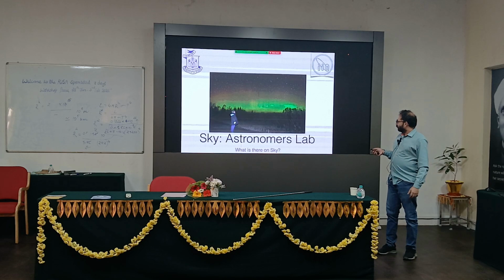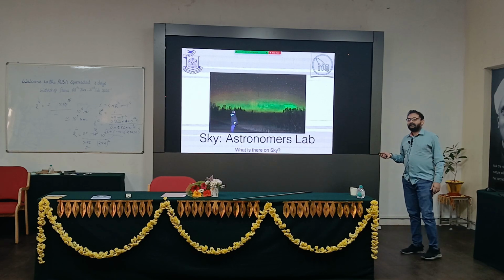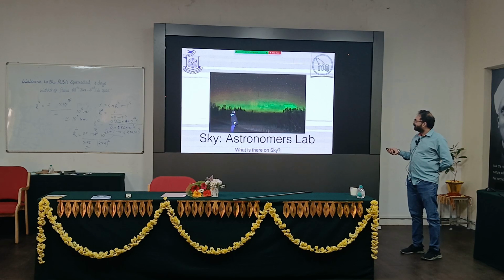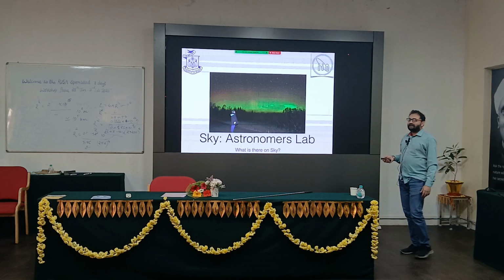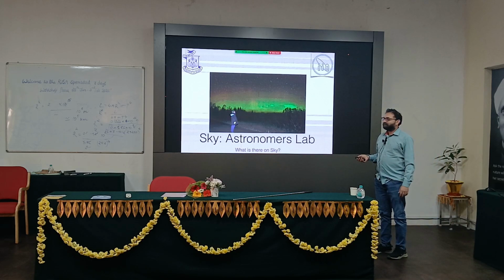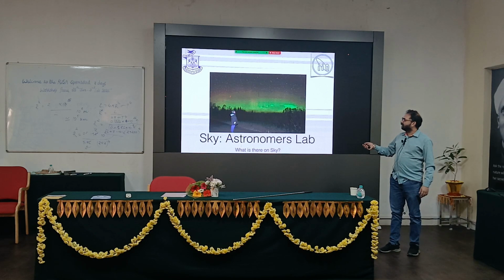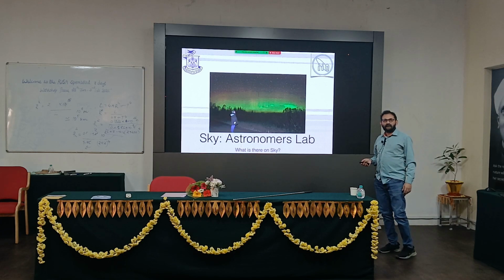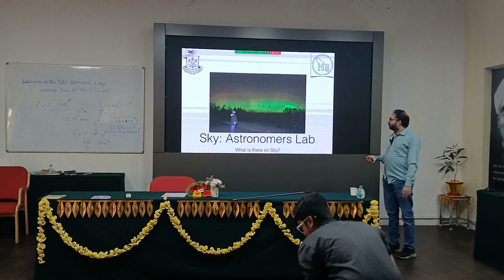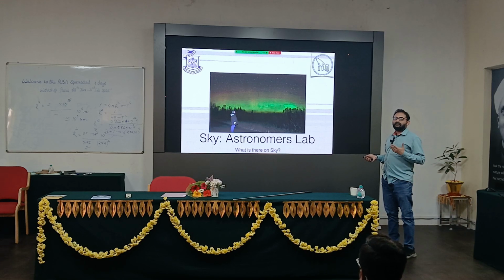you can see that this is one figure. It's just like a curiosity. Many of us, when we were kids, used to look at the sky and try to understand what is there in the sky. This is actually a real picture taken in the northern countries, where you can see something in a greenish color, and then various dots, nothing but stars. So that is the first question which people try to look up: what is there in the sky?